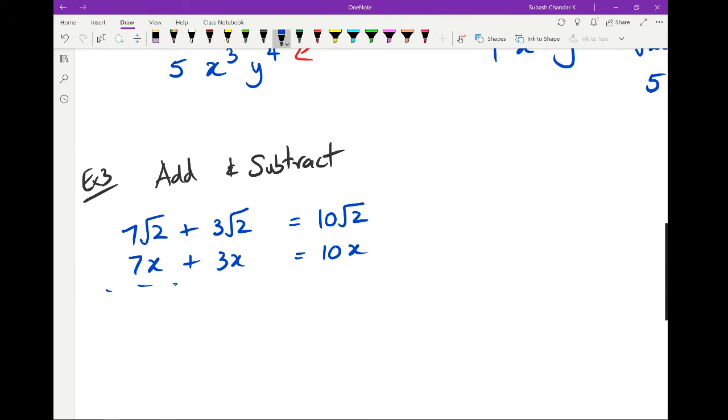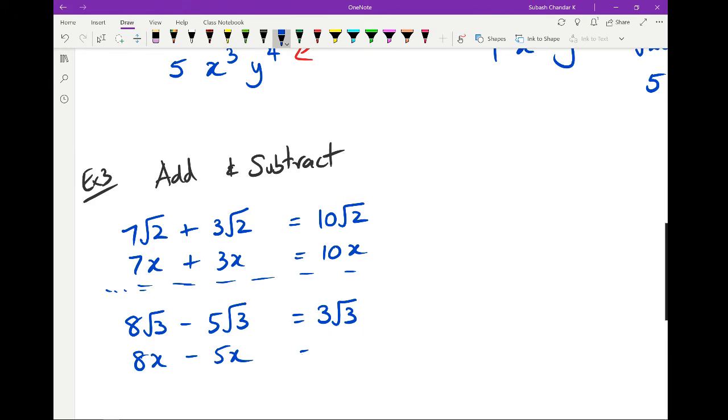Okay, so if you look at another example, if you want to do subtraction, let's say you do something like 8 root 3 minus 5 root 3, then this becomes 3 root 3, because this is, again, similar idea of 8x minus 5x is equal to 3x. Okay, so that's pretty much what addition and subtraction is.